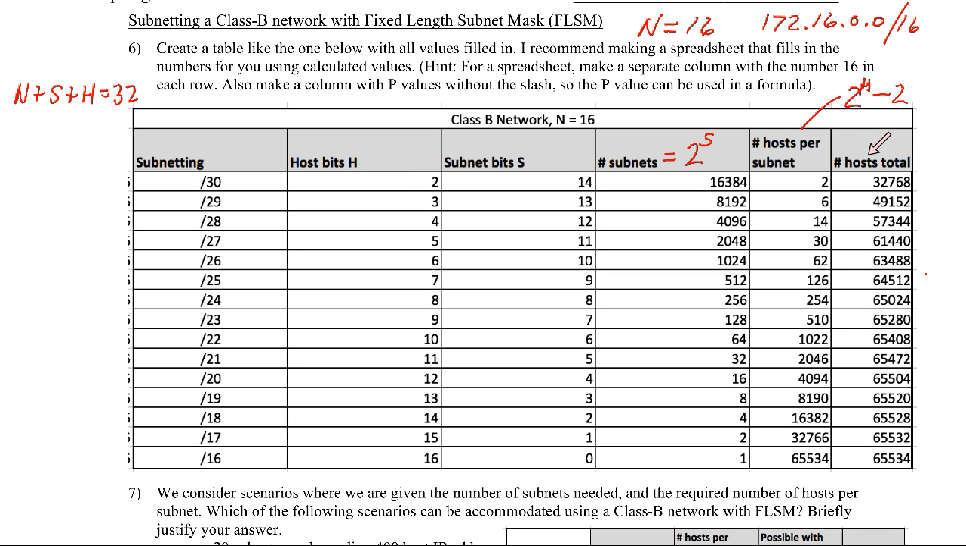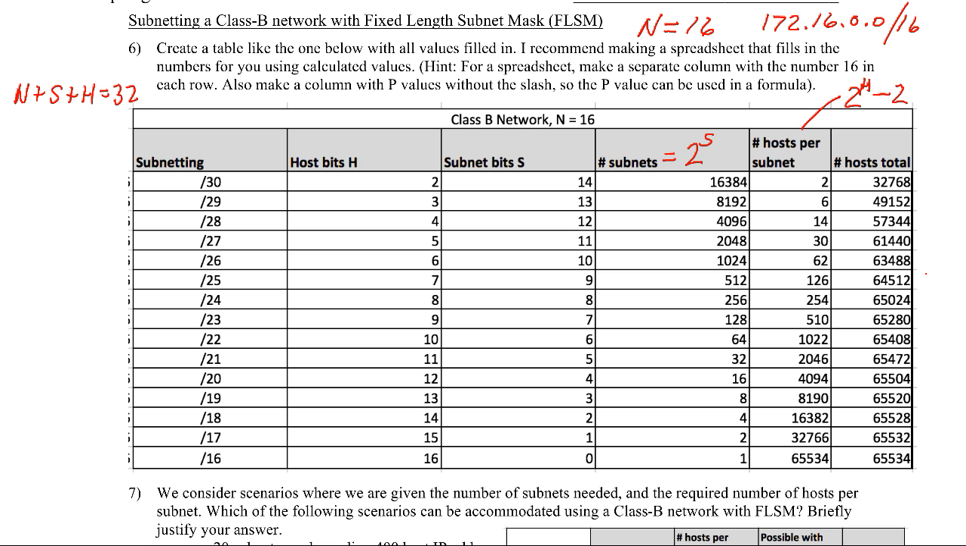Out of the 65,536 IP addresses here, when we only have one big subnet, we get 65,534 of them. We waste two of them: one on the subnet ID and one on the broadcast. But as I crank it down to a /30, I'm wasting half of them, because on a /30 I've only got 4 IP addresses per subnet and 2 of them are wasted. So 2 out of 4 are wasted, and I've cut my total number of hosts down by half, down to 32,000.